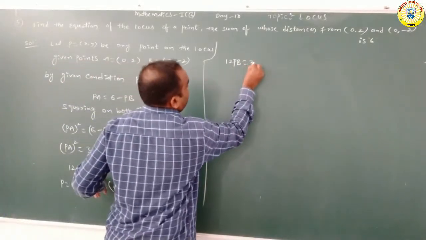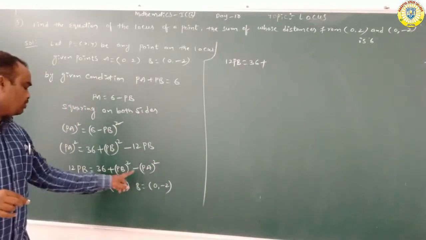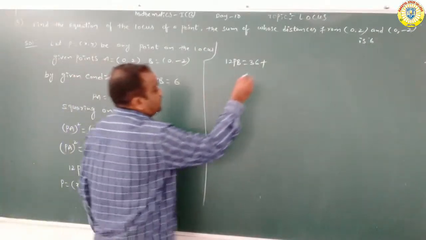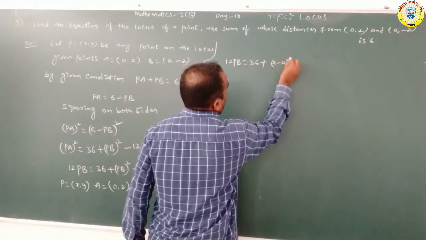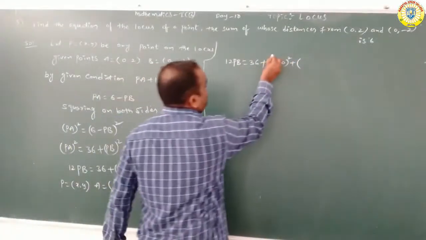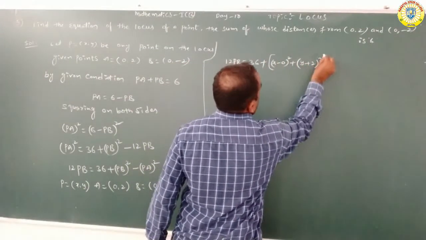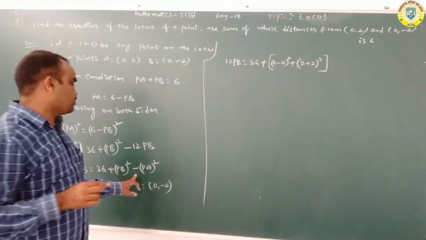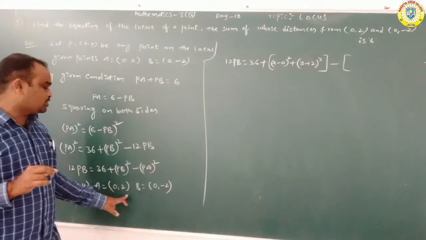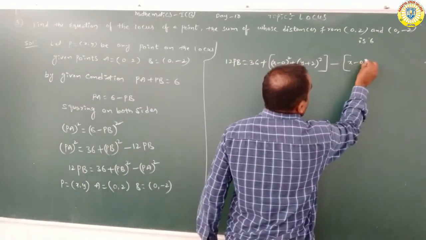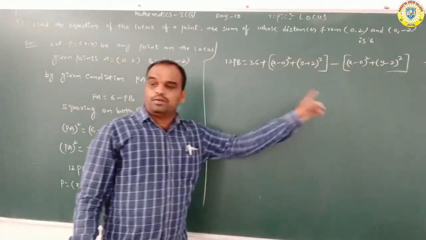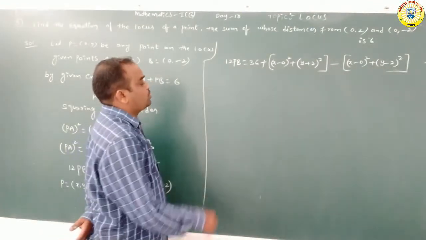36 + PB squared. P = (x, y), B = (0, -2). So PB squared is (x - 0) squared + (y + 2) squared, since y minus of -2 is y + 2. See the value of PB squared minus PA squared. P = (x, y), A = (0, 2). That's why (x - 0) squared + (y - 2) squared. Okay now?